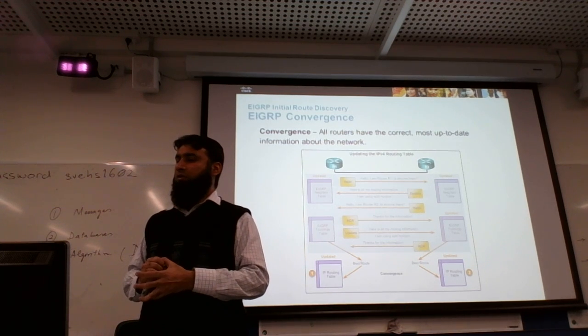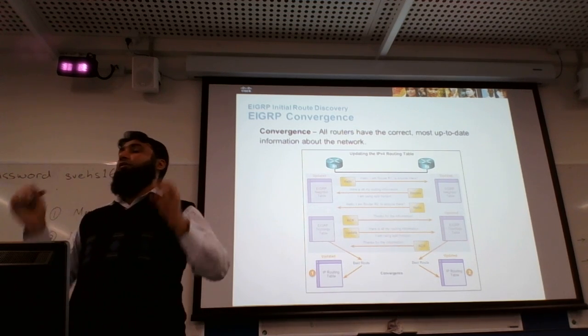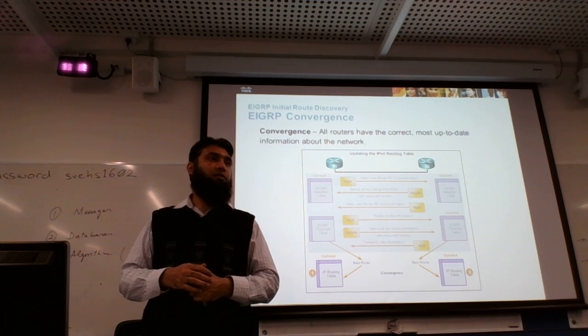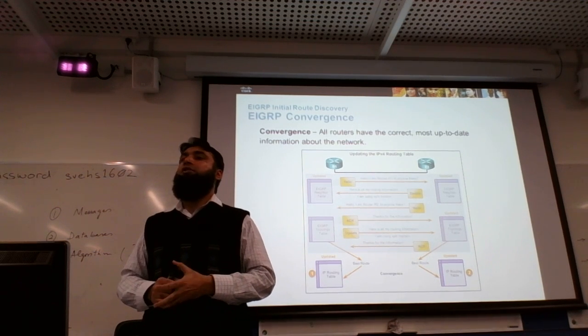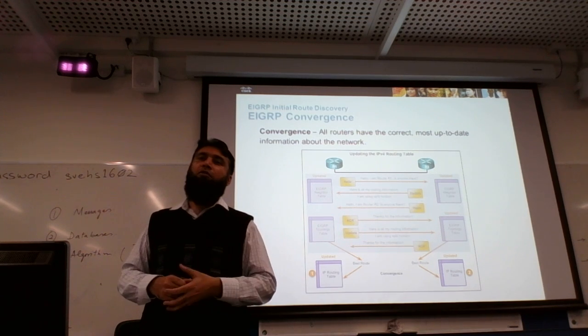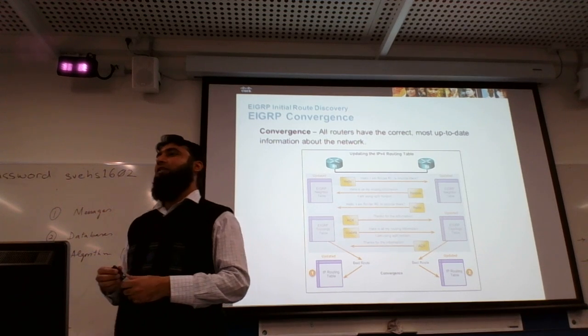Once all the routers have the correct and most up-to-date information about the network, then this stage is called the state of convergence. In other words, we can say it's a stable stage. So everybody knows everything else.